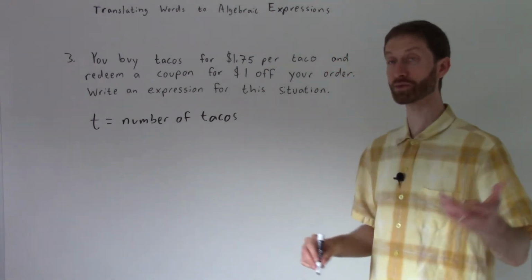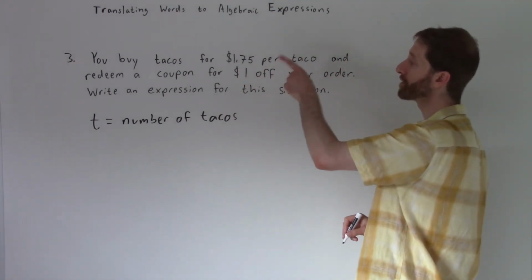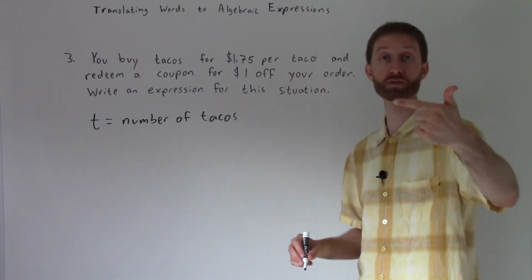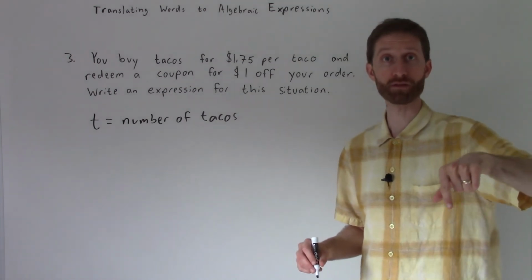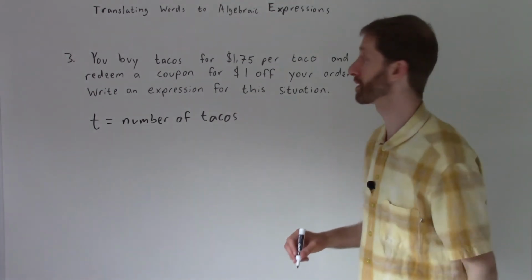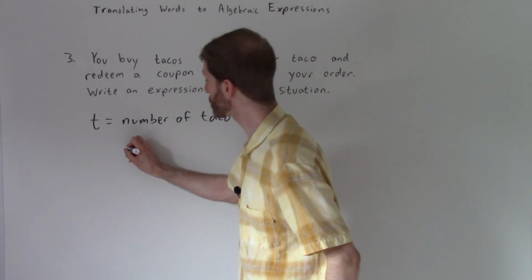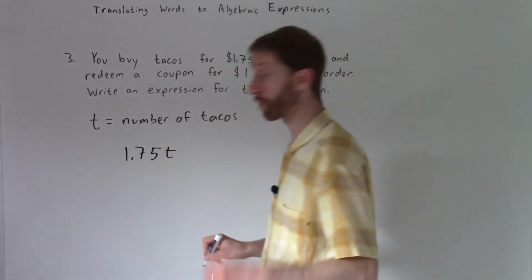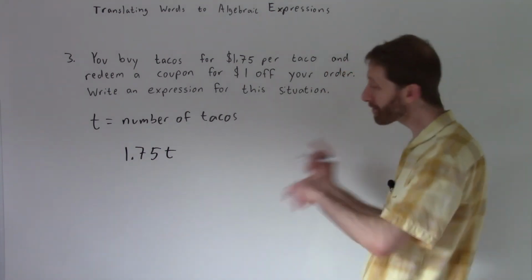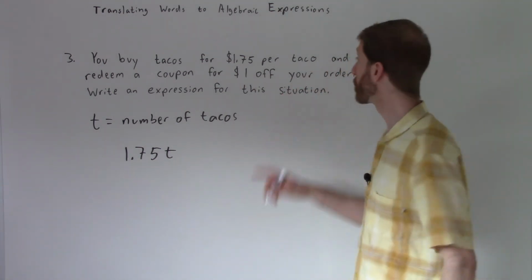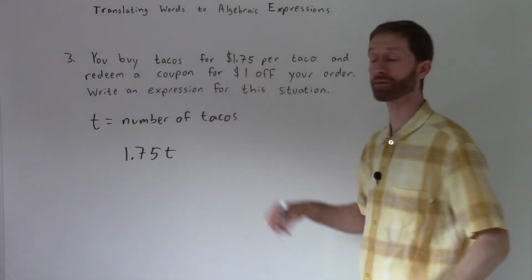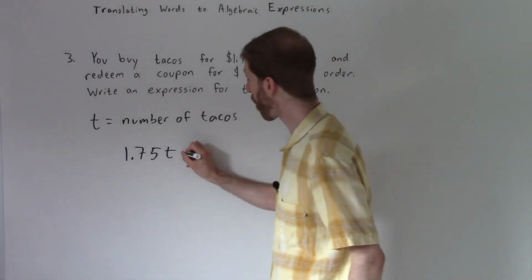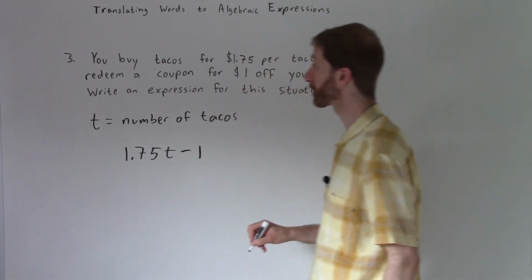Now let's translate as we read. It says you buy tacos for $1.75 per taco. So I buy 1 taco, it's $1.75. 2 tacos, 2 times $1.75. 3 tacos, 3 times $1.75. So I'm going to take $1.75 and multiply that by the number of tacos, or 1.75T. After we spend all that money on the tacos, we're going to redeem a coupon for $1 off. Redeem means to use a coupon, so we would be taking off, or have $1 less from our total.